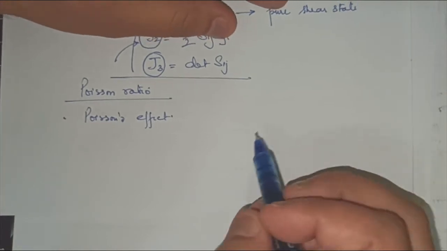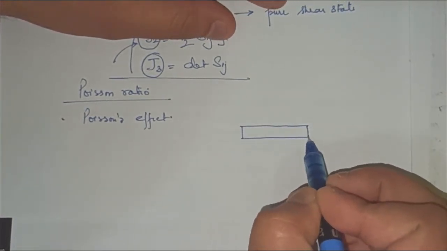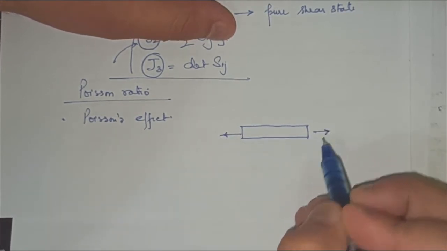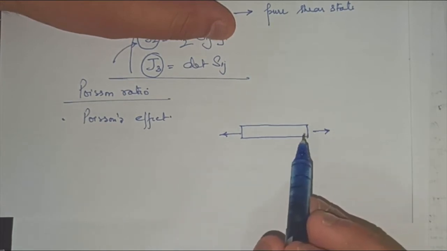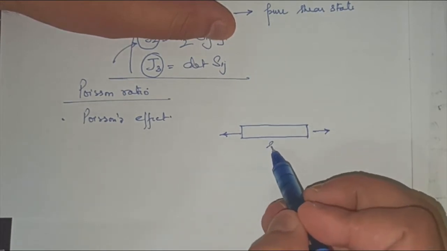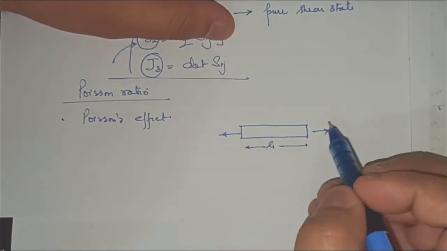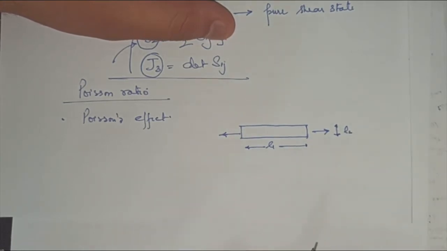For example, let's say I have a simple material in 2D and I'm elongating it. I'm putting a load along only one direction. And let's say the length is L1. Along this, the length is L1 and the other length, or the width, is L2.